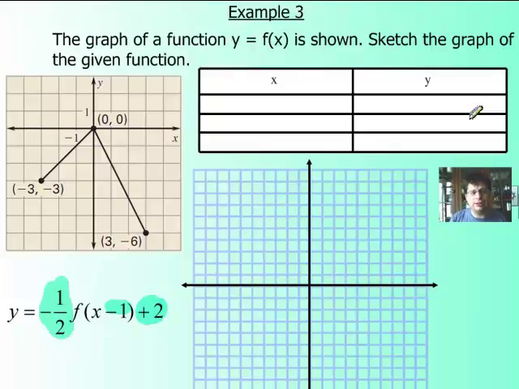So when you're tackling something that is not a familiar function, it's best to take some points and build a table like what we have here. So I have a series of points like (-3, 3), (0, 0), and (3, -6). I'm going to jot those points down in our table. I'm going to start with -3, -3, and then 0, 0, and finally 3, -6.